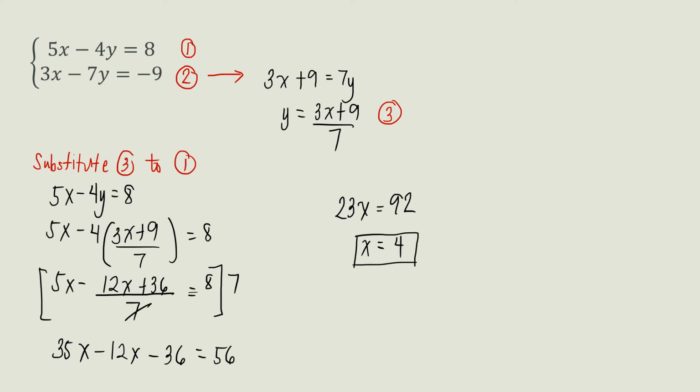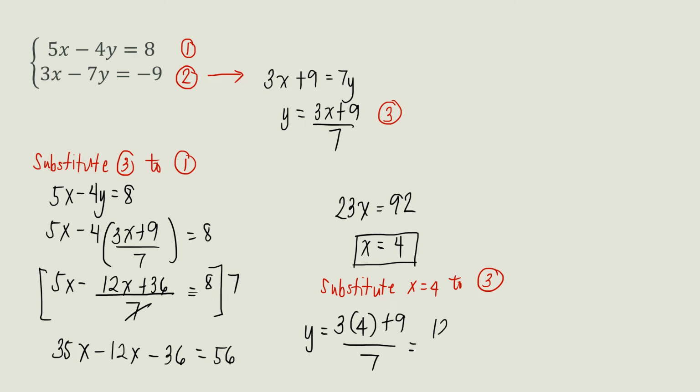Next, let's solve for the value of your y. Like what I have mentioned, I always use the rewritten, equivalent equation. So let's substitute x is equal to 4 into equation 3. You can also pick the other two equations if you want. So y is equal to, this is the third equation, let us substitute 4 for x: 3 times 4, that is 12, plus 9 all over 7. 12 plus 9 is 21, and 21 divided by 7 is 3. So our value for y is 3.